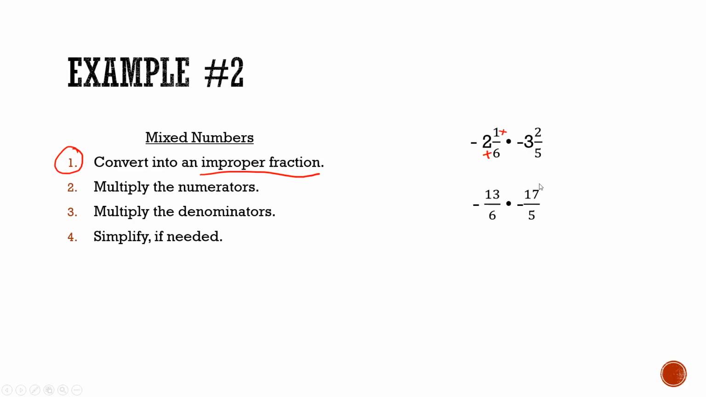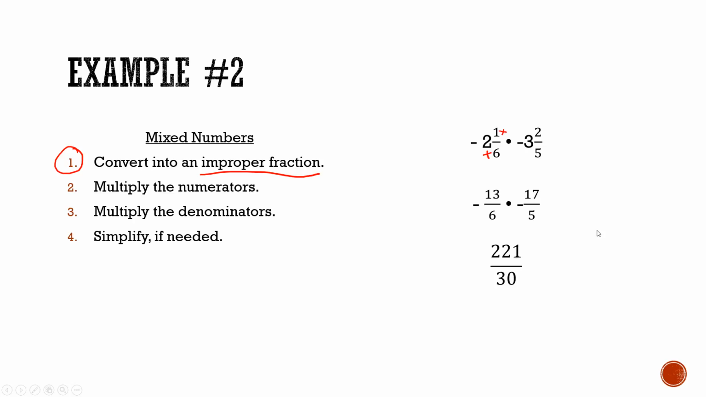But we can now look and see, can I cross-cancel? 13 and 5 cannot be cross-canceled, and neither can 6 and 17. So now I just will multiply the numerators and denominators. And a negative times a negative is a positive. So I end up with 221 over 30.